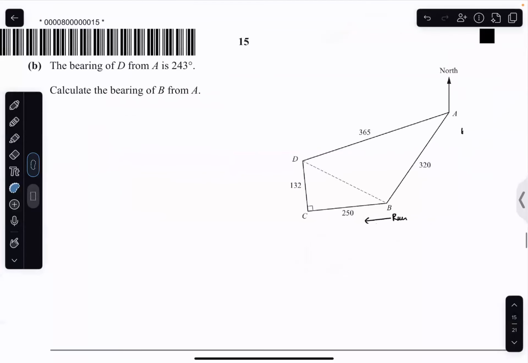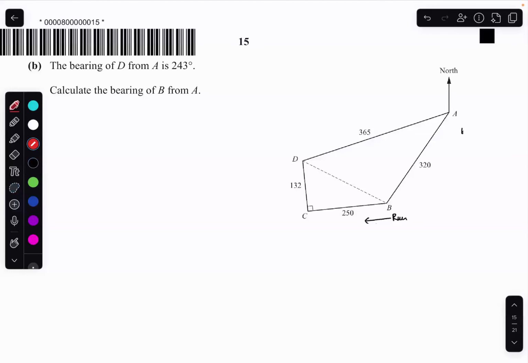So the bearing of D from A is 243. And calculate the bearing of B from A. From where should I make the north? Sarah, where should I make the north? So it's already there on A. Good. Right? So we are talking about the north of A. Now, the bearing of D from A is 243.